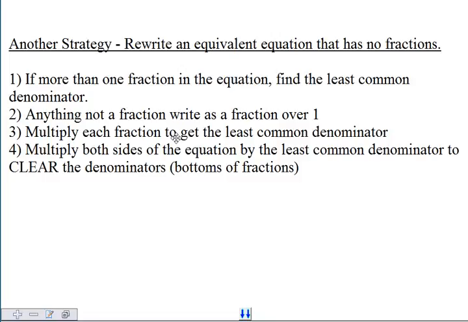Then I'm going to make sure that I give every fraction the same least common denominator. So I'll have to multiply both the top and the bottom of each fraction by something so that they all share the same least common denominator. And then finally, technically what I'm doing is multiplying both sides of the equation by that least common denominator, and the effect is going to be that all the denominators, the bottoms of the fractions, just disappear. I think when we go through this process, it'll seem even easier than reading through these steps.